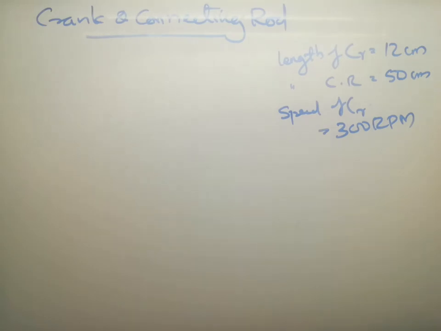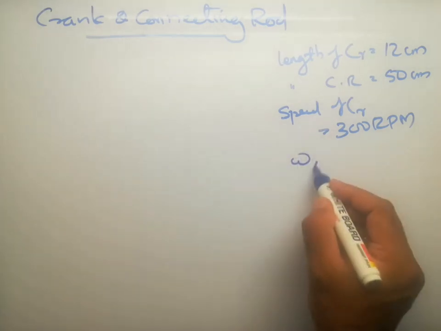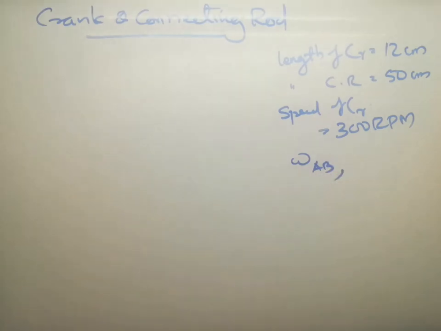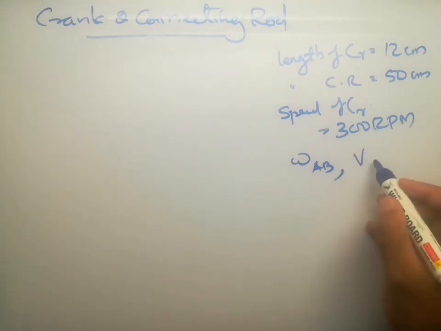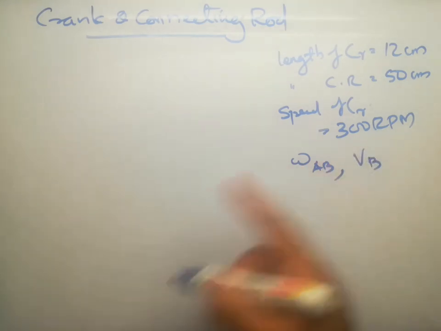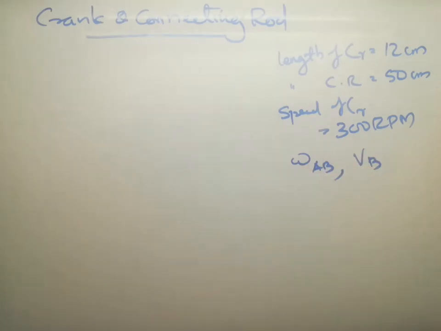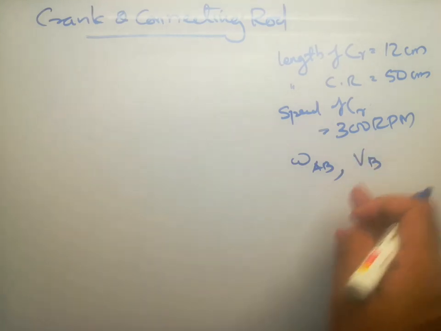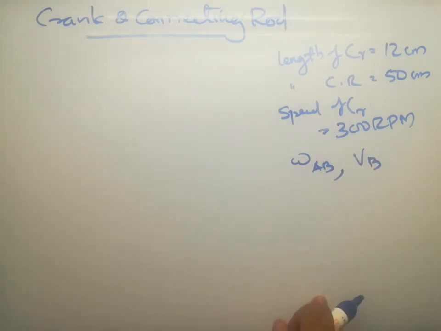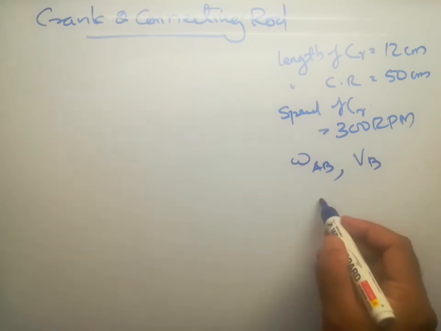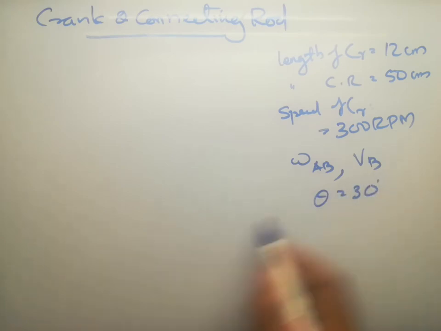So we need to find the angular velocity of the connecting rod AB. Omega AB, where AB is the connecting rod. Then the velocity of the piston VB. I will draw the figure, then you will understand what these points A, B, etc. are. We need to find the velocity of the piston VB when the crank makes an angle of 30 degree with the horizontal, theta of crank equal to 30 degree.